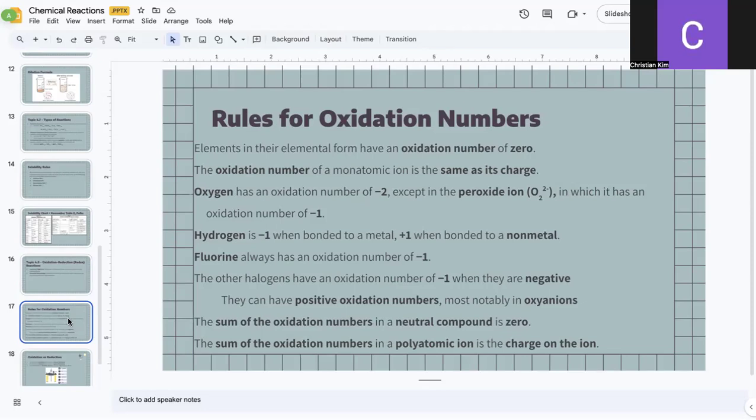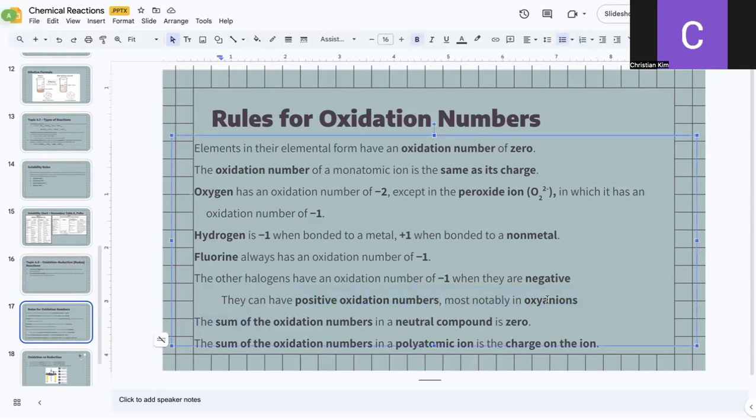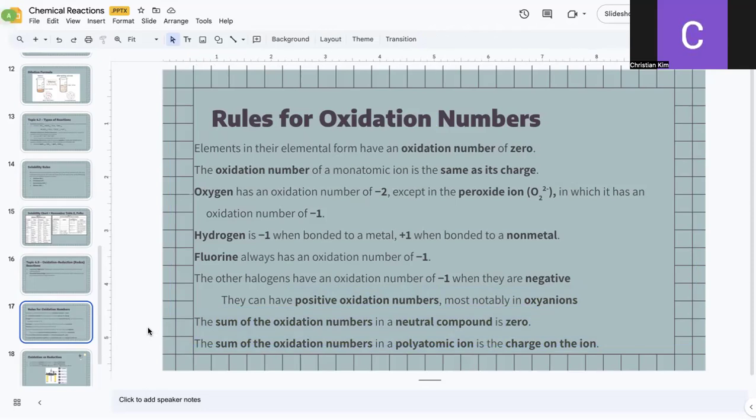Hydrogen is -1 when it's bonded to a metal, but +1 when it's bonded to a non-metal. Fluorine is always -1, and the other halogens have an oxidation number of -1 when they're negative. There's also this rule over here: they also have positive oxidation numbers in oxyanions. You don't have to worry about the oxyanions. However, these two rules are very important. The first one being the sum of the oxidation numbers in a neutral compound is zero, while the sum of the oxidation numbers in a polyatomic ion is the charge of the ion.